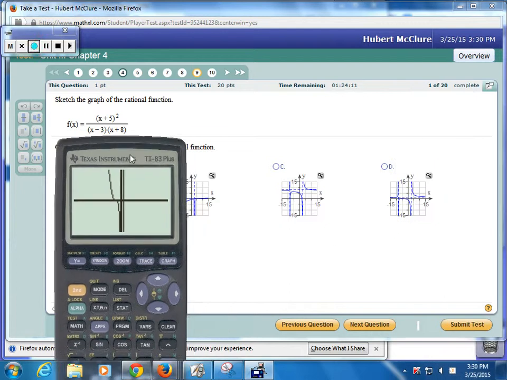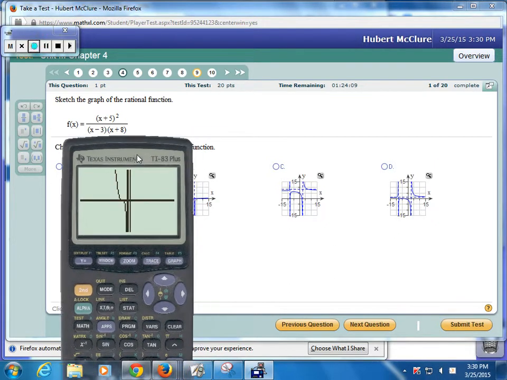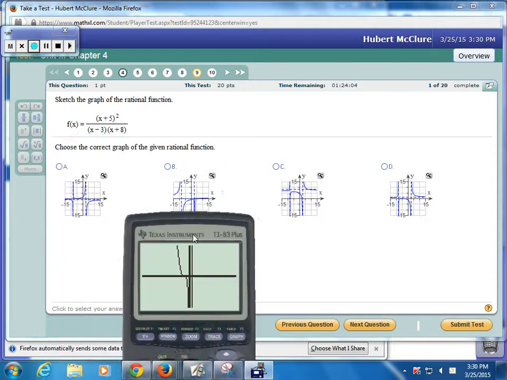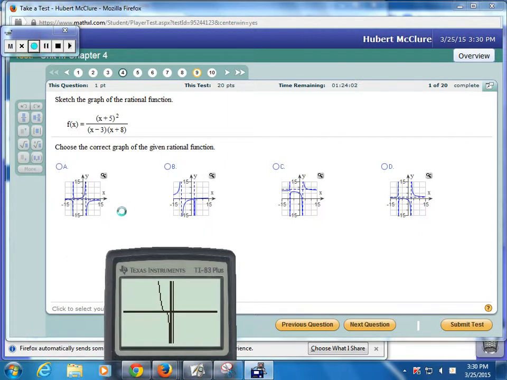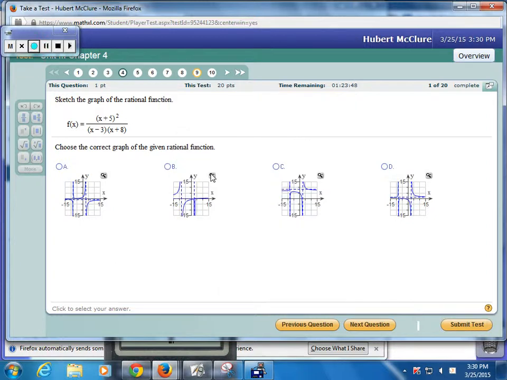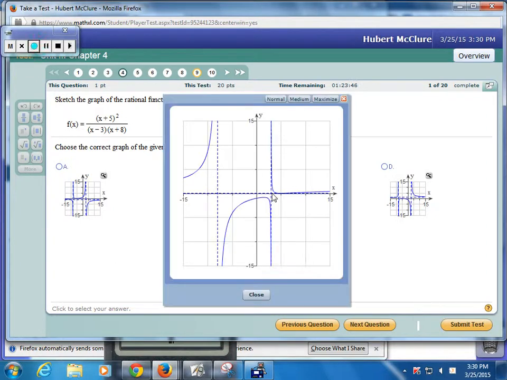Make sure nothing cancels. x plus 5 quantity squared. No, nothing cancels. You've got a vertical asymptote at positive 3 and negative 8. So let's just look and see. Positive 3 and negative 8. You're going to have to blow it up because, gosh, let's see. That's 5, 10, 15. So positive 3, negative 8. That looks good. Let's see what this one looks like. Positive 3, negative 8. That looks okay.